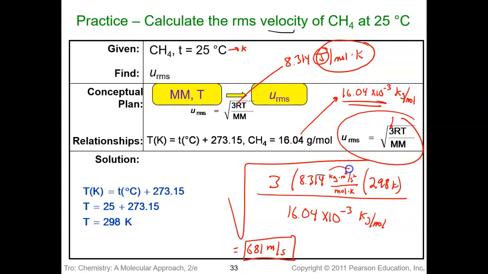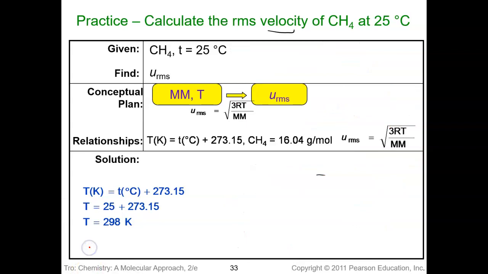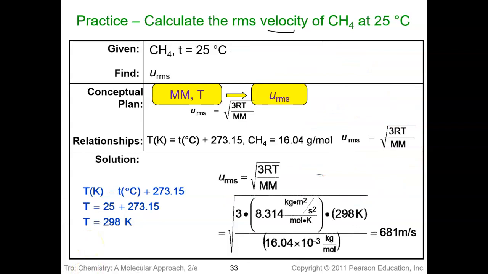This whole thing means joules. But if you look now, it works. K, moles, kilograms, and your meters and seconds, that's what we're left with. Squared. And we end up with our answer, which is 681 meters per second. And that's how fast we're moving.